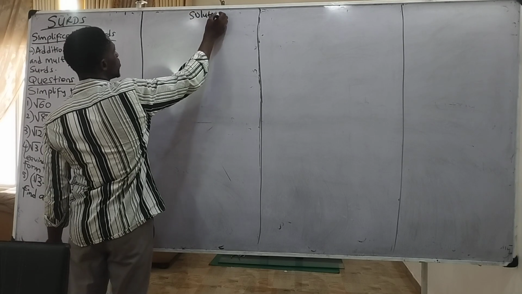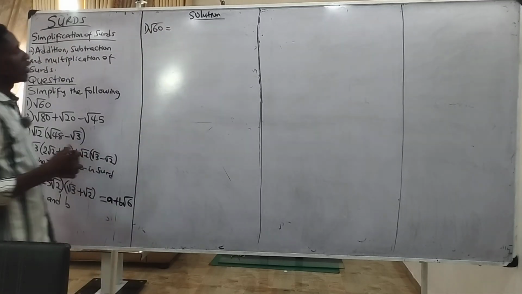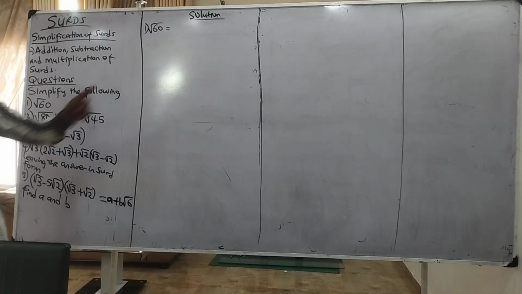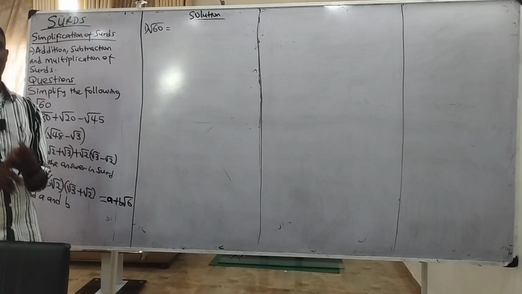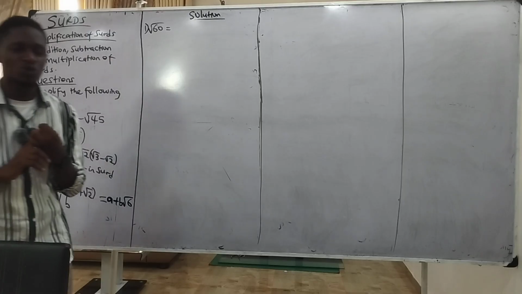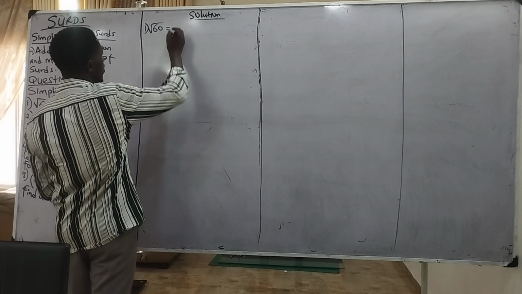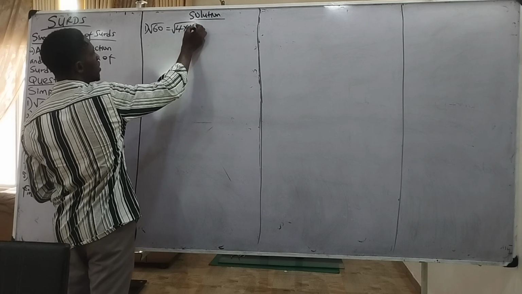We have square root of 60. The rule is that you look for a perfect square in that particular number. A perfect square is a number whose square root is a whole number. So the perfect square in 60 is 4. So we have 4 times 15.